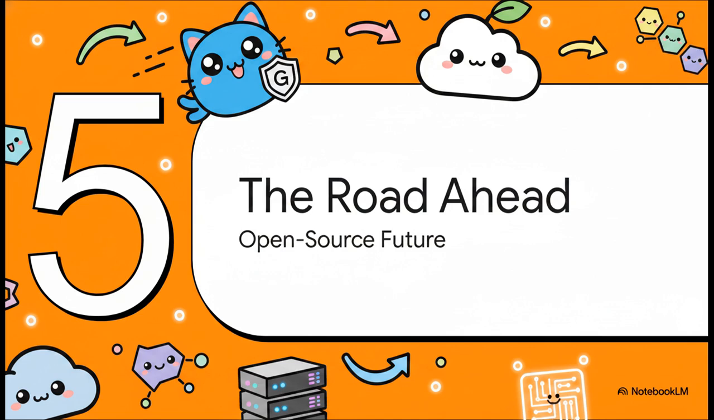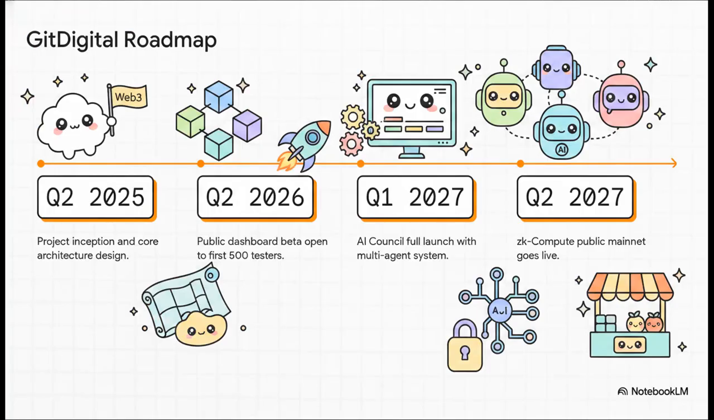Finally, part 5, the road ahead. Let's take a look at the open source future of this project. Tracing their journey back to the project's inception in mid-2025, you can really see the massive momentum they've built up. They've already successfully rolled out the dashboard beta and automation templates in 2026. But looking forward, the stuff coming down the pipeline is huge. We have the highly anticipated full AI Council multi-agent system launching in Q1 of 2027. And then the massive milestone. The public ZK Compute mainnet is going live in Q2 2027, which will offer a fully permissionless, zero-knowledge compute marketplace to everyone.